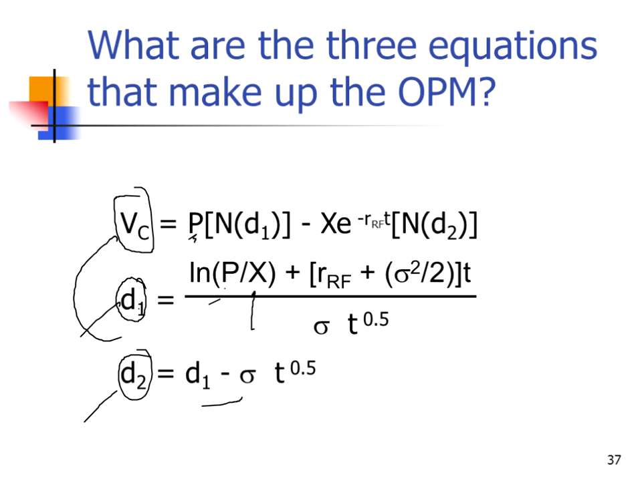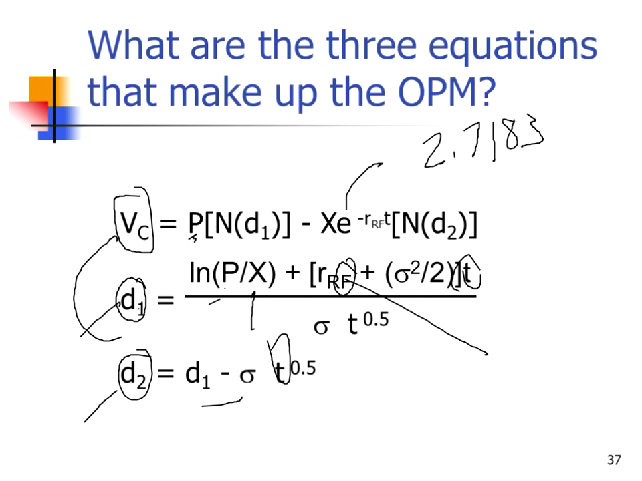X is the strike price, which we already know. This is the strike price of the option. E is a constant value of 2.7183. It's always that. RF would be the risk-free interest rate, at which you can borrow. T is the time until the option expires. This is the option period, this T as well.